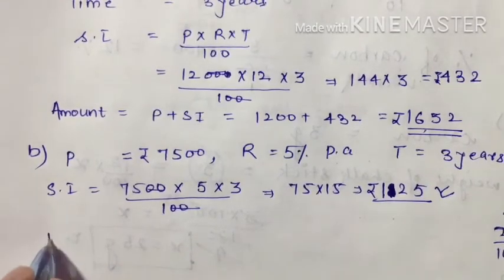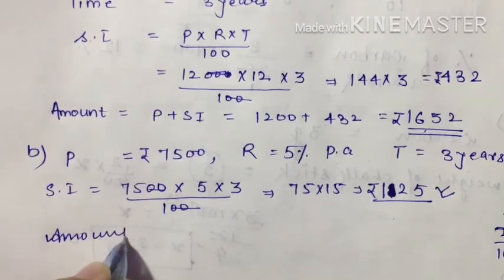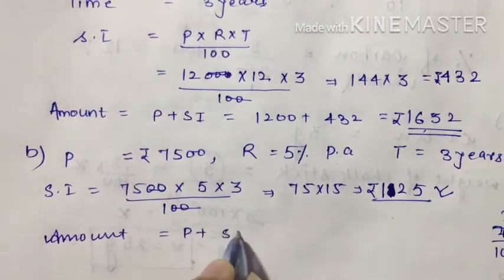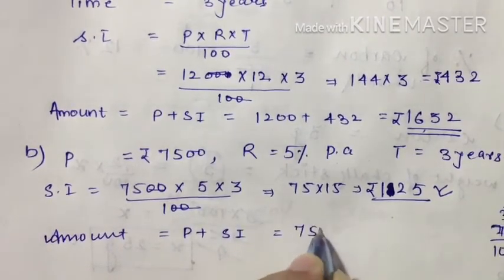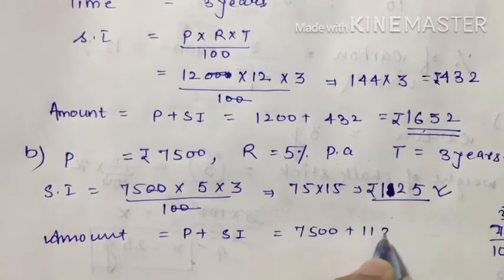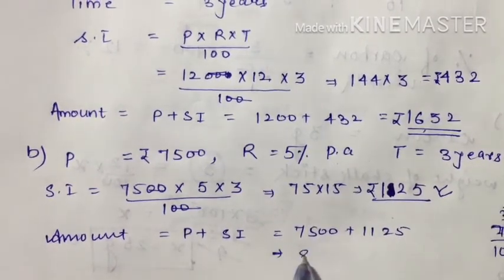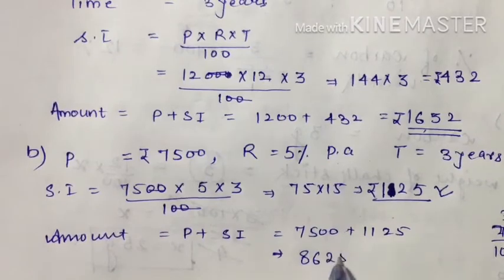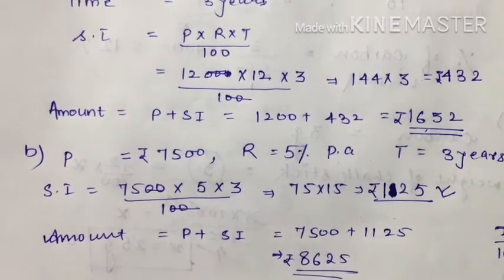I need to find the amount. Amount is what? Principal plus SI. What is my principal? 7500. What is my SI? 1125. If I add, I will get 8625. This will be my amount.